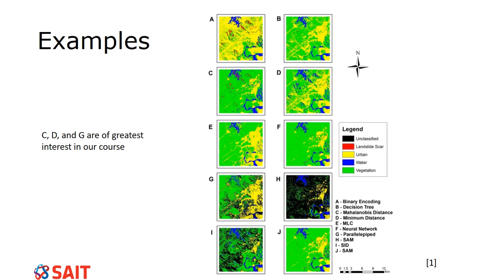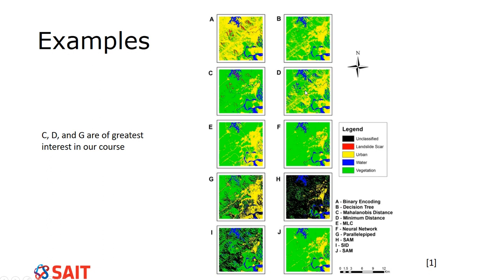So here's a few examples. Now I've only gone through a few supervised classification options. We talked about parallelepiped, we talked about minimum distance. The only one that we don't have here is the maximum likelihood. But if you look at D, we have minimum distance here. And then we have the parallelepiped, which is G, which is down here.